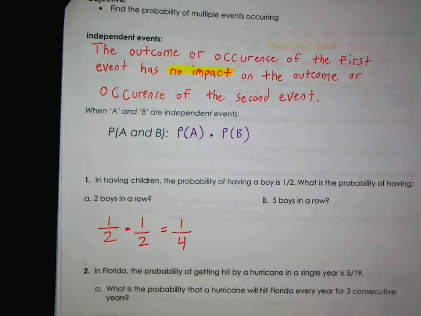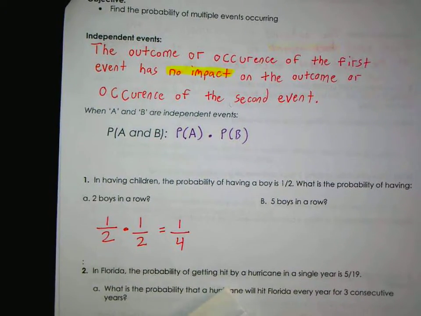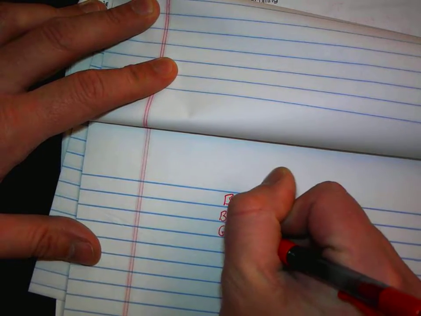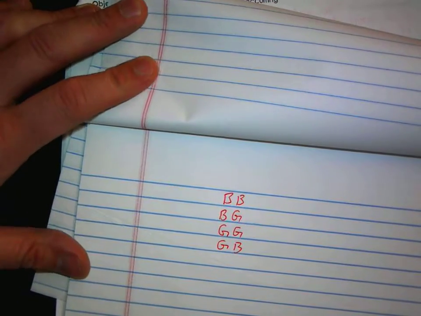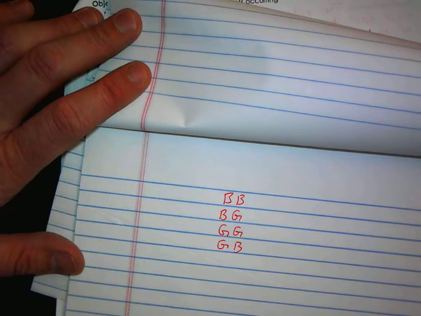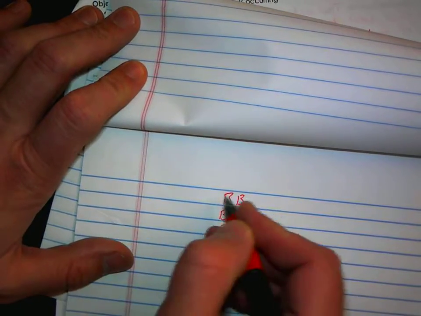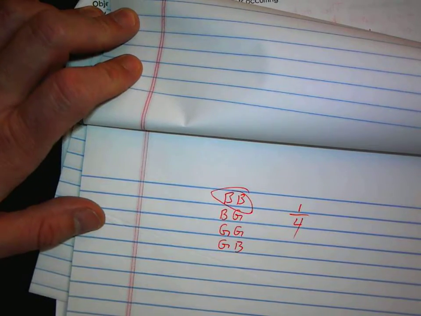Which makes sense, because if you think about it, if you have 2 children, you could have boy, boy, boy, girl, 2 girls, or a girl and a boy. Right? That could be your order. There's no other order. If you have 2 kids, those are your options. So only one of them consists of 2 boys, 1/4. You see that?